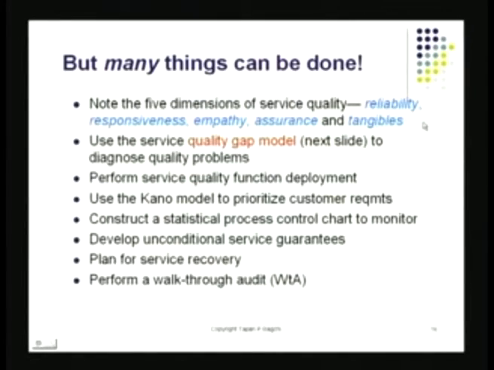First of all, we got to recognize that there are 5 dimensions in which quality is being looked at, particularly if it is service. People are looking at reliability, responsiveness, empathy, assurance, and people are also looking at tangibles combined with, packaged with, or bundled with a service that you're offering.